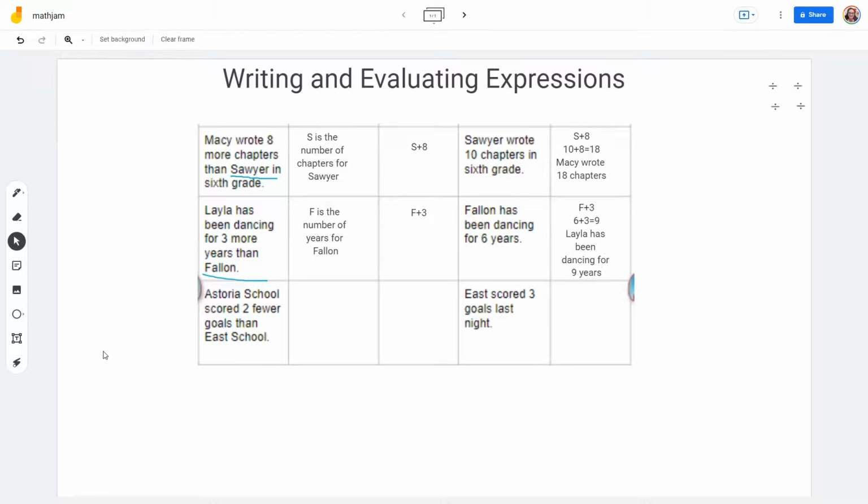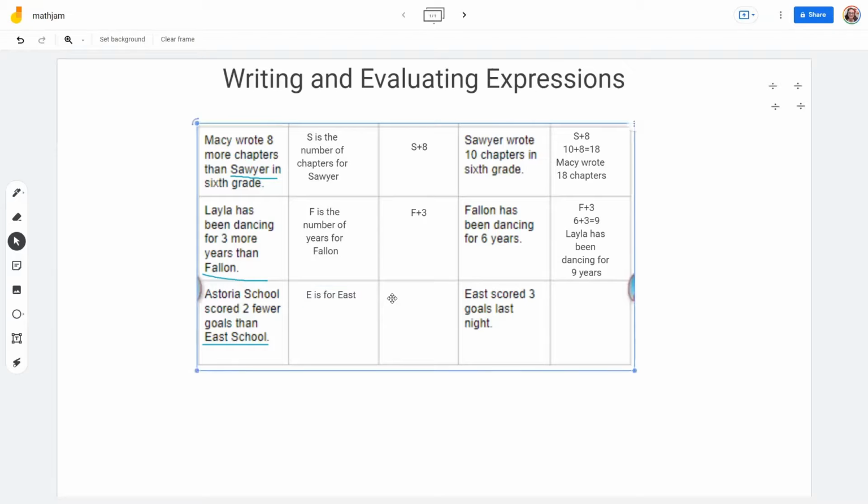All right. Let's take a look at the last one here. This one looks a little more complicated. It says Astoria School scored 2 fewer goals than East. Well, we don't really know which one we're going to figure out here, but let's start with East since we don't have a number associated with that one. So we'll say E is for East.